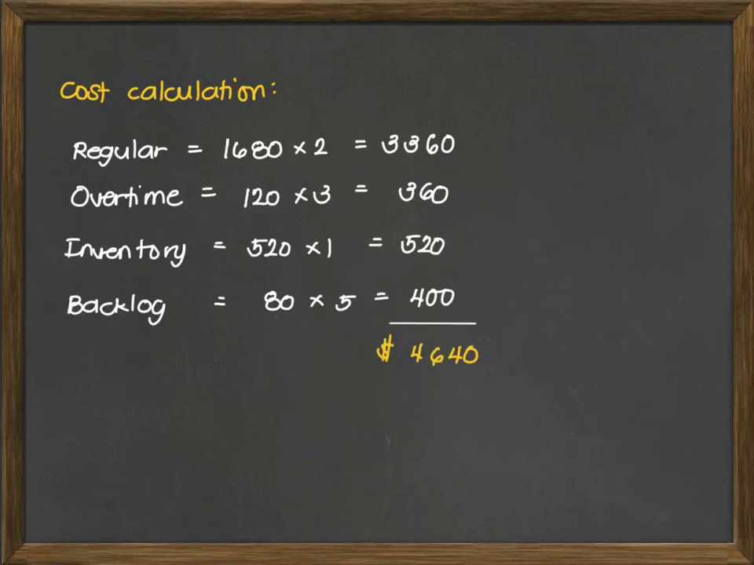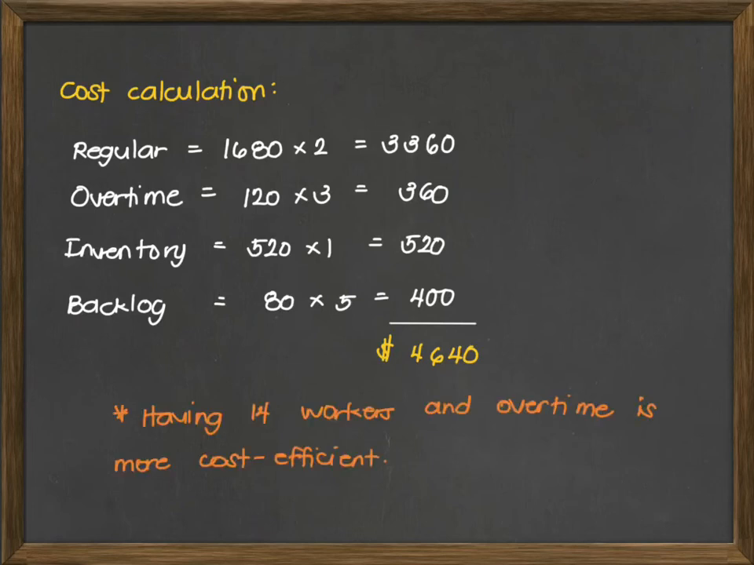4,640. Now, if you remember, yung first plan natin, 4,700 siya. So, ibig sabihin lang niya, so having 14 workers and overtime is more cost efficient. So, mas naging okay pala kung 14 na lang yung worker nila instead of 15. And that ends the aggregate planning topic.